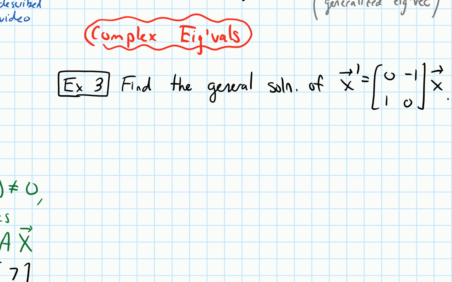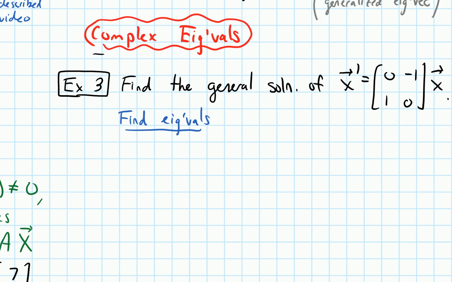In this video, we're going to talk about solving matrix ODEs when the matrix has complex eigenvalues. So we begin in the normal way. Our first step would be to find the eigenvalues of the matrix, and then to find the eigenvectors.